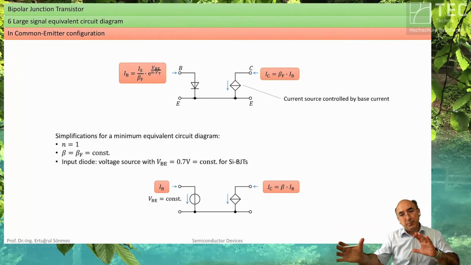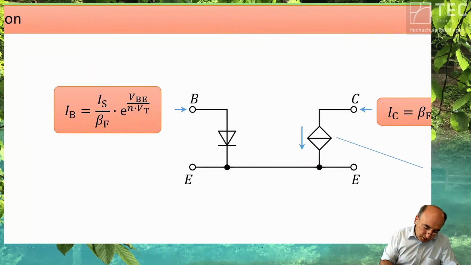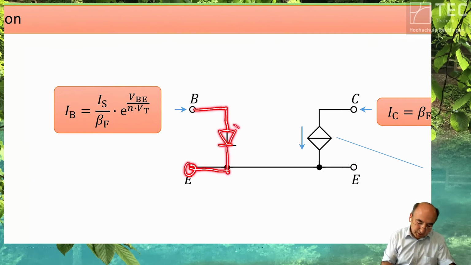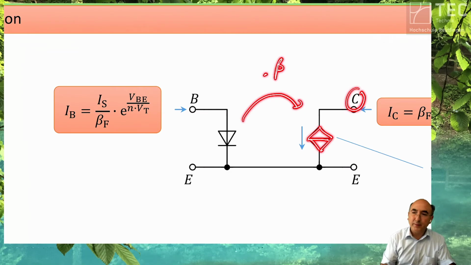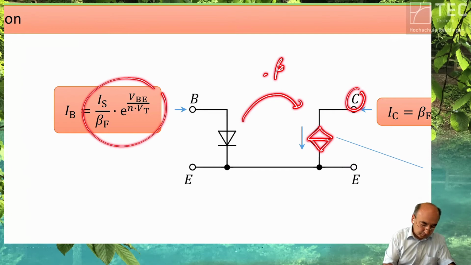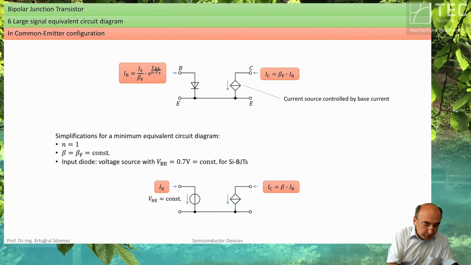Equivalent circuit. Let's push back all this stuff we have learned and concentrate on simplified circuits. In the common emitter configuration, you can say that your base emitter is just a diode. Yes, it's true. And you can then say your collector current is just a multiplication by beta of this current. Yes, that's true. So that's the most simple large signal equivalent circuit.